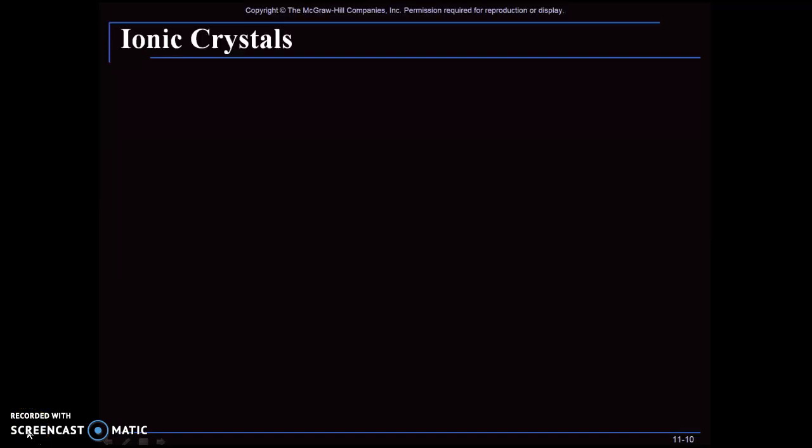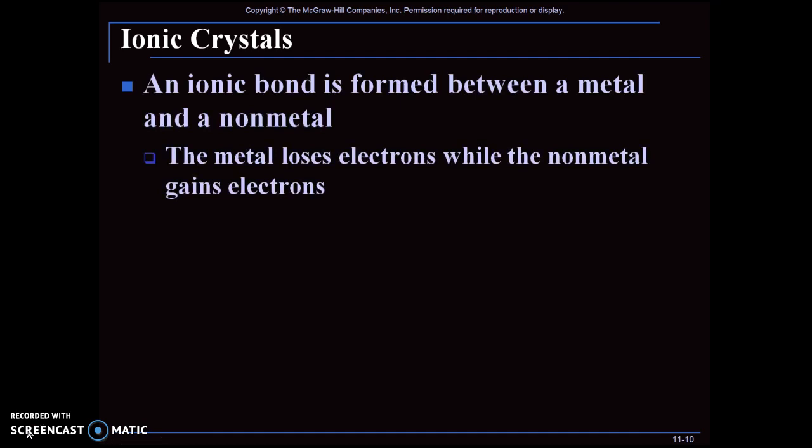So we are going to talk about ionic crystals. An ionic bond is formed between a metal and a non-metal. Usually a metal which has excess electrons in its valency tries to lose its electron, and a non-metal which has one vacancy in its valency tries to get one electron.